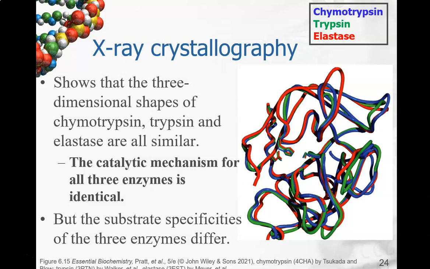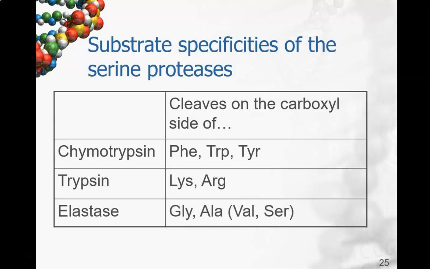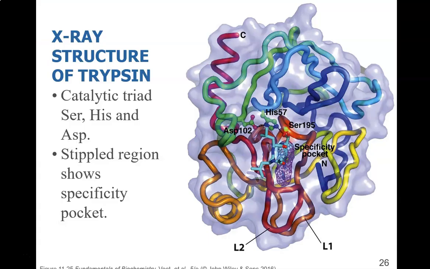In fact, we can superimpose trypsin and elastase on top of each other. So chymotrypsin is blue, elastase is red, trypsin is green, and the catalytic mechanism is all the same, but their substrate specificities are different. So there must be something different about them. We remember from chapter 4 that chymotrypsin cleaves on the carboxyl side of the aromatic amino acids. For trypsin, it's the positively charged basic amino acids lysine and arginine, and for elastase, it's glycine and maybe valine, so small amino acid side chains.